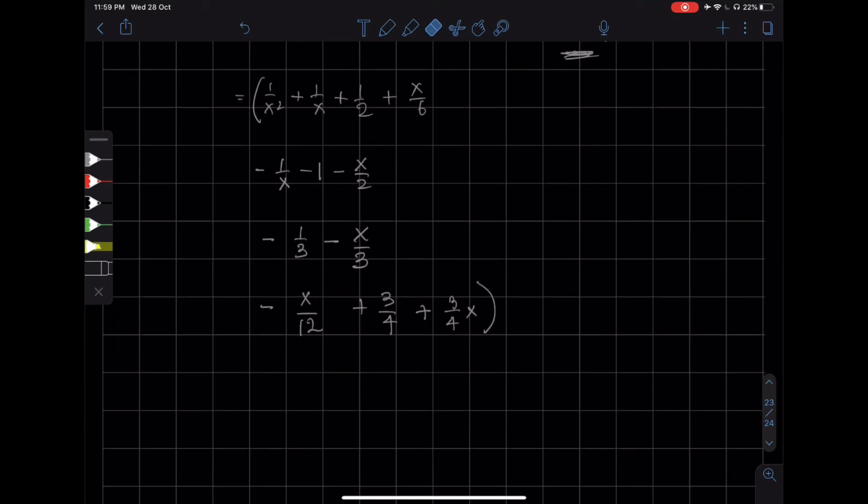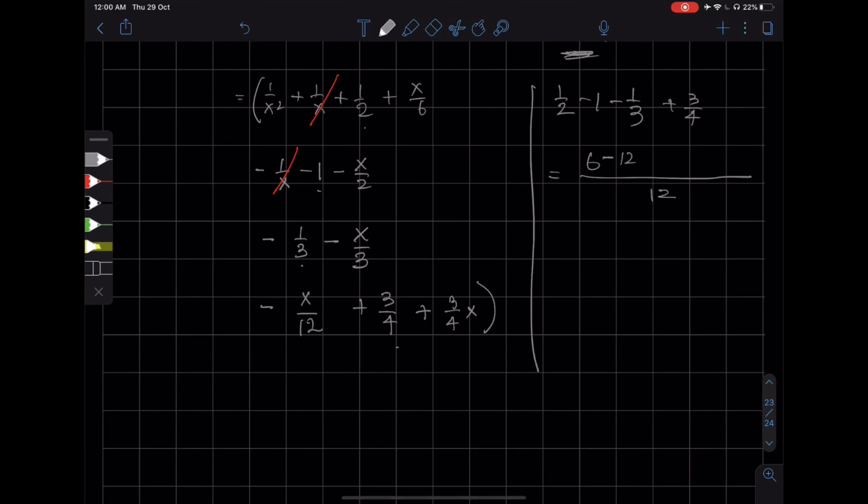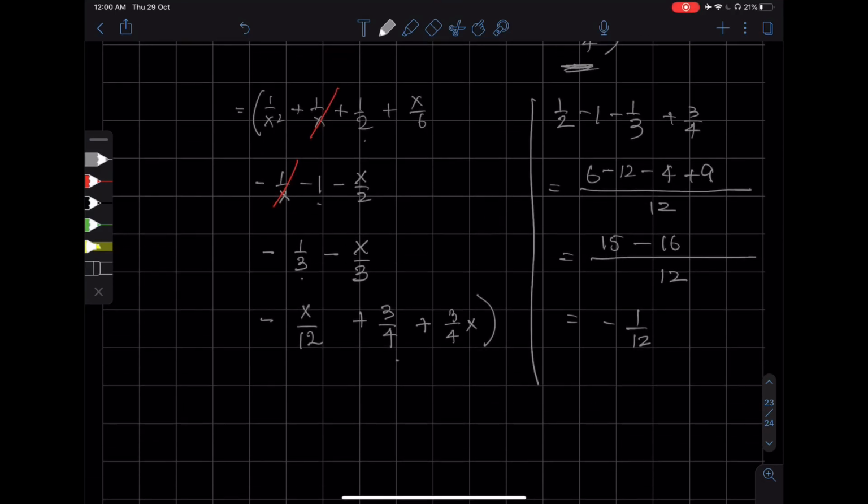So now what we see is that the 1 over x and 1 over x cancel out. And then if I add the constant terms, I get half here, and here I have minus 1, and here I have minus 1/3 and plus 3/4. So if I add them up, I get 12 in the denominator. So the first term is going to be 6 minus 12 minus 4 plus 9. So I will have 12 in the denominator. And over here, 9 plus 6 is 15 minus 16. So I'm going to have minus 1/12 from the constant term. So here we get 1 over x squared minus 1/12.